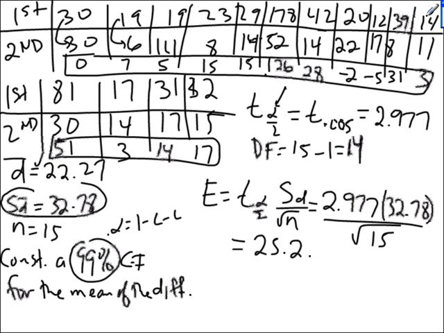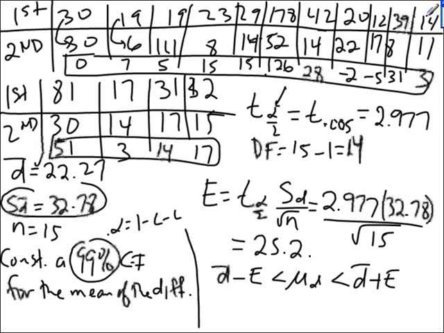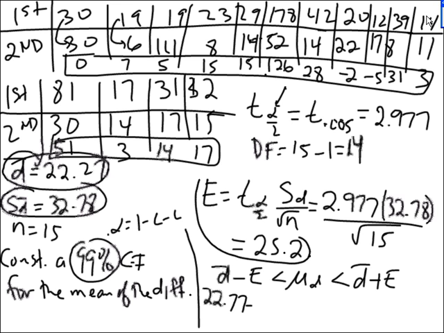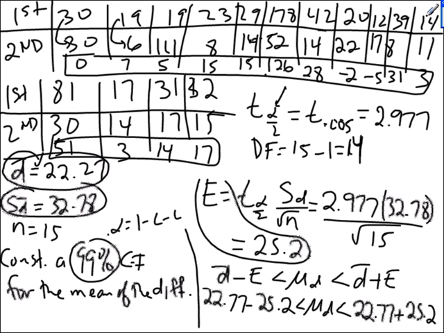That's where everything comes together, because the confidence interval is d bar minus E is less than the population mean, is less than d bar plus E. Well, I have d bar, it's 22.77, and now I take away E, which is 25.2, and that's less than mu sub d, and that's less than d bar, 22.77, plus E, 25.2. I kind of ran out of room.